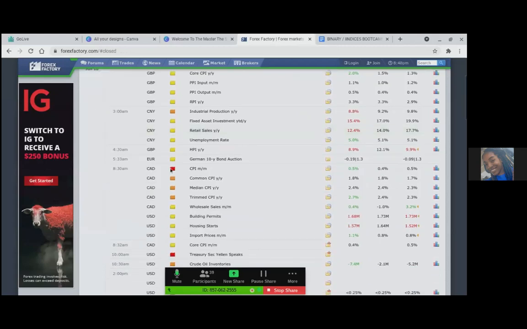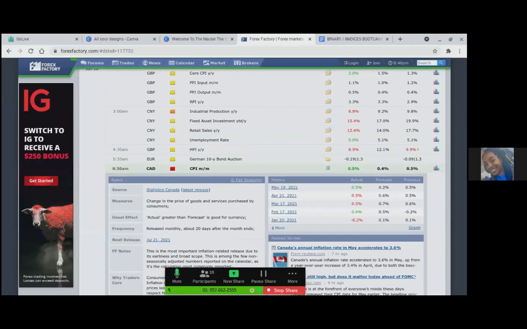Red folders are high impact news. Anything can happen. I wouldn't say don't trade them, but actually know what's going on, because it might be a big meeting going on for the currency at that time. It may be something that has nothing to do with the currency, but it's going on in that country. So just make sure it says actual greater than, good for the currency. If it says that it's bad, don't trade it. That's just how I trade when it comes to news.